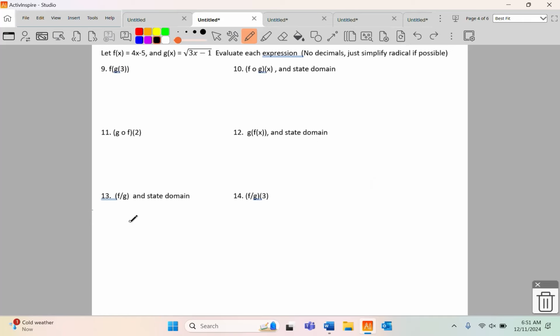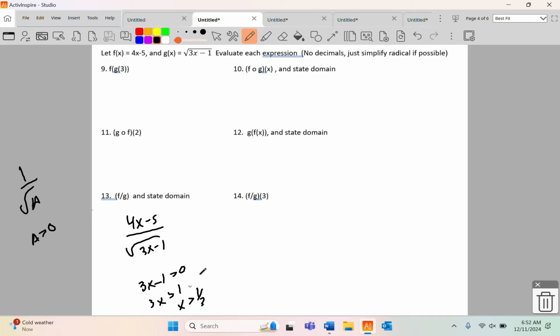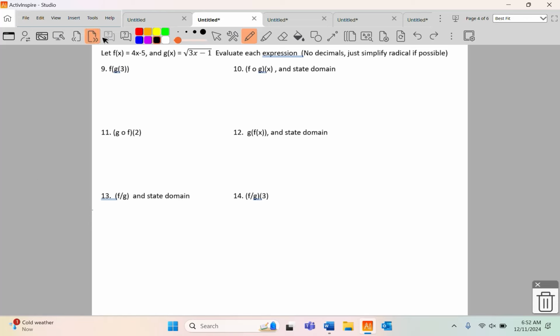F over g, that'd be 4x minus 5 over the root of 3x minus 1. And here's that 1 over an even root thing. Anything is not greater than or equal to 0, it's bigger than 0. So 3x minus 1 greater than 0. 3x greater than 1, x greater than a third. So all values of x such that x is bigger than 1/3. Easy peasy, lemon squeezy. I'm going to leave the numbers and stuff, whatever's left on this for you.